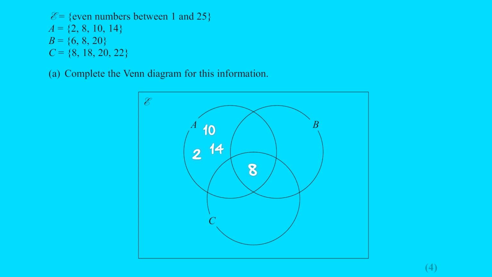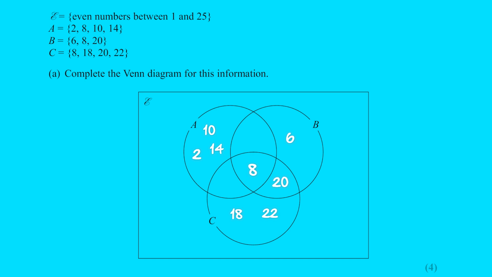For B, we've already written in the 8. And then we've got 20, which also appears in C. So let's write that in there in the intersection between B and C. And then we need to include the 6 as well. That is only in B.